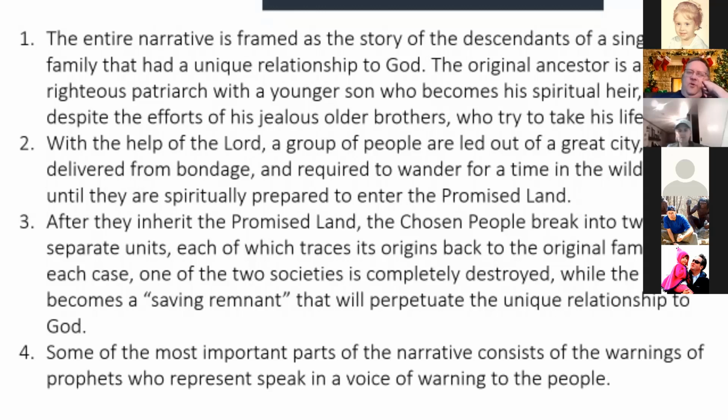Fourth, some of the most important parts of the narrative consist of the warnings of prophets who speak in a voice of warning to the people.